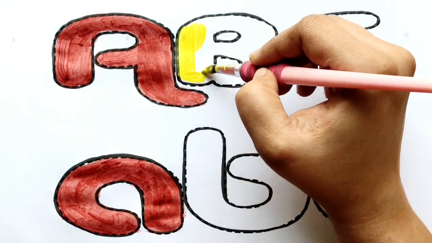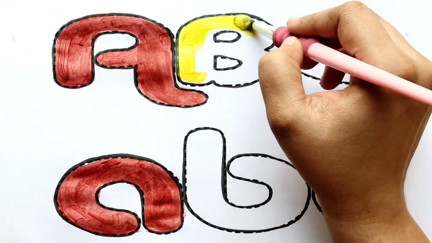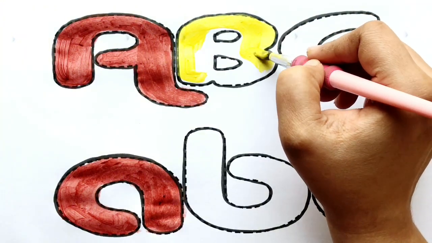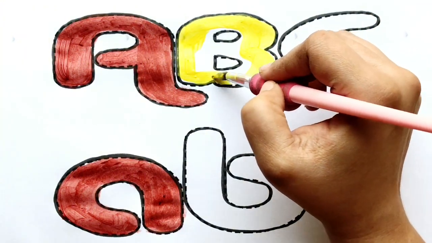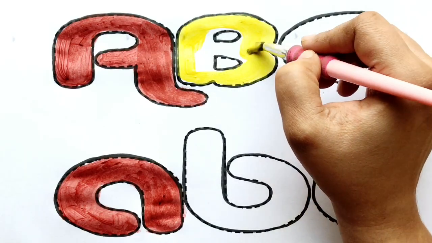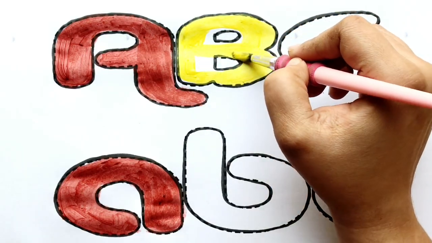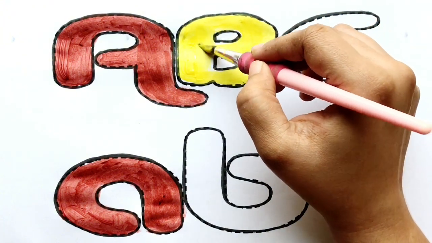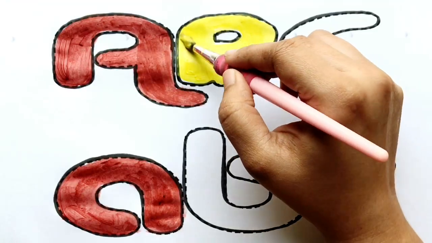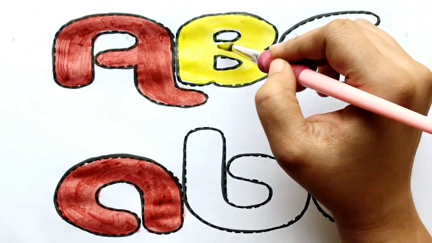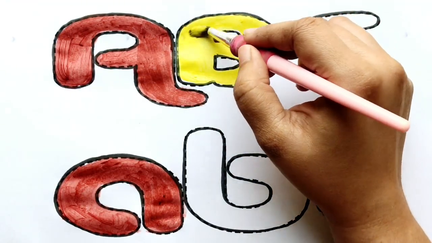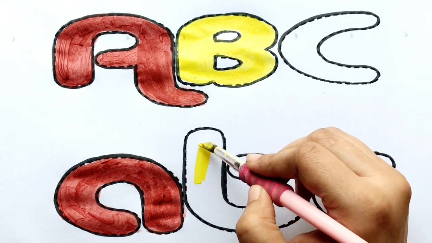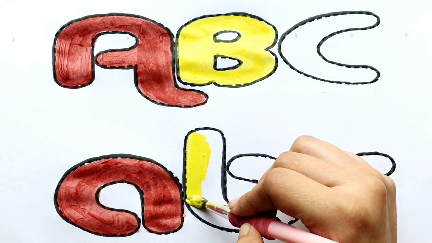Yellow color. Capital letter B for ball. Small letter B for bat.